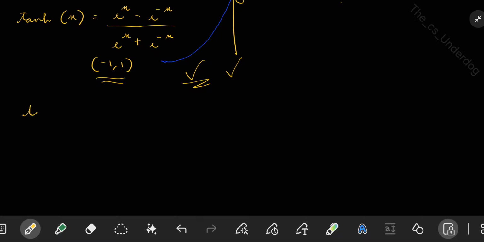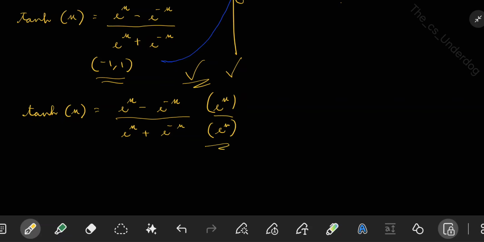If you take tanh x, if you take this function, you know it is e^x minus e^-x divided by e^x plus e^-x. How can you change this? If I want to change, I will multiply both the sides by e^x. That is numerator and denominator, both if I multiply with e^x, then what happens?